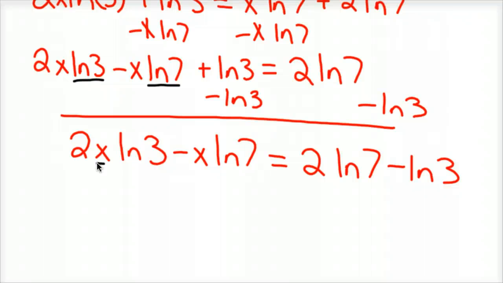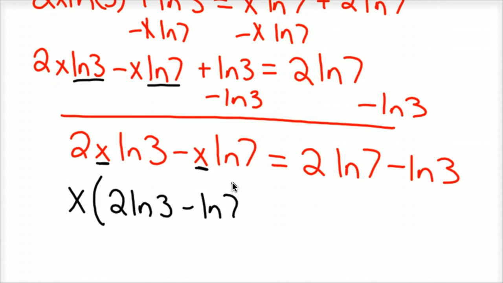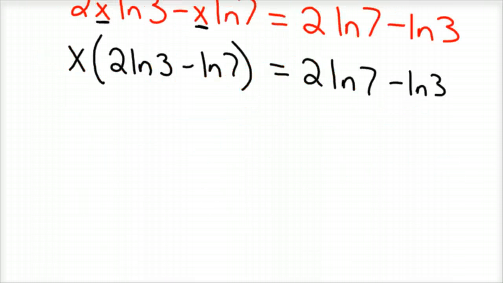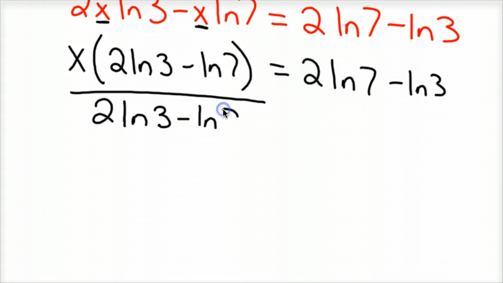So here's the thing. Notice this has an x in common. We need to get that x by itself. So I'm going to factor it out. So you'd have x out front, and then 2 times the natural log of 3 minus natural log of 7. And if you distribute it back in, you'd end up with the same thing. Equals, and I'm just going to leave this alone right now, natural log of 7 minus natural log of 3. Well, we're solving for x, so we need to get rid of this stuff by dividing it. So we're going to divide both sides by 2 natural log 3 minus natural log 7. Do the same over here.